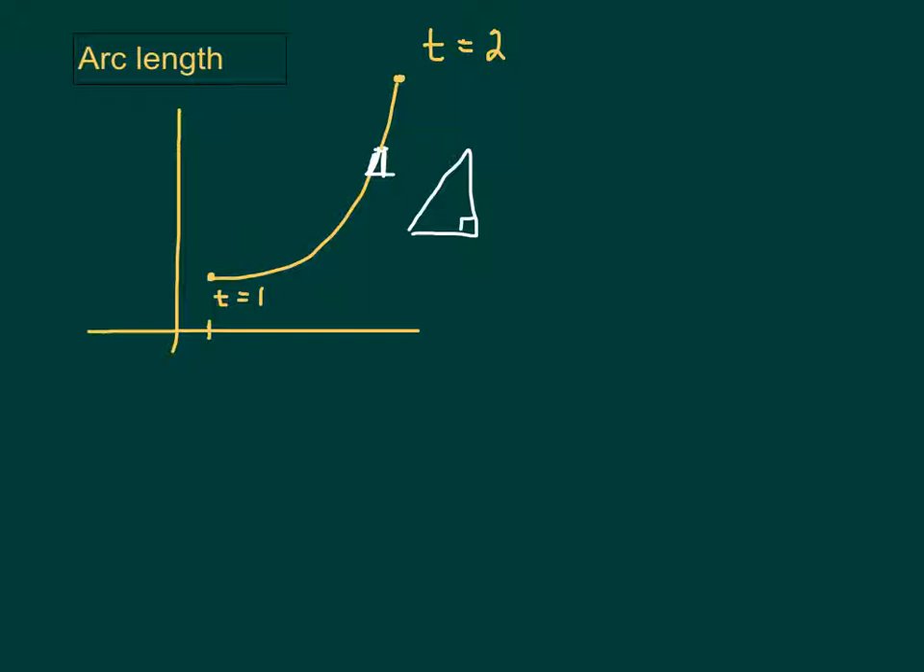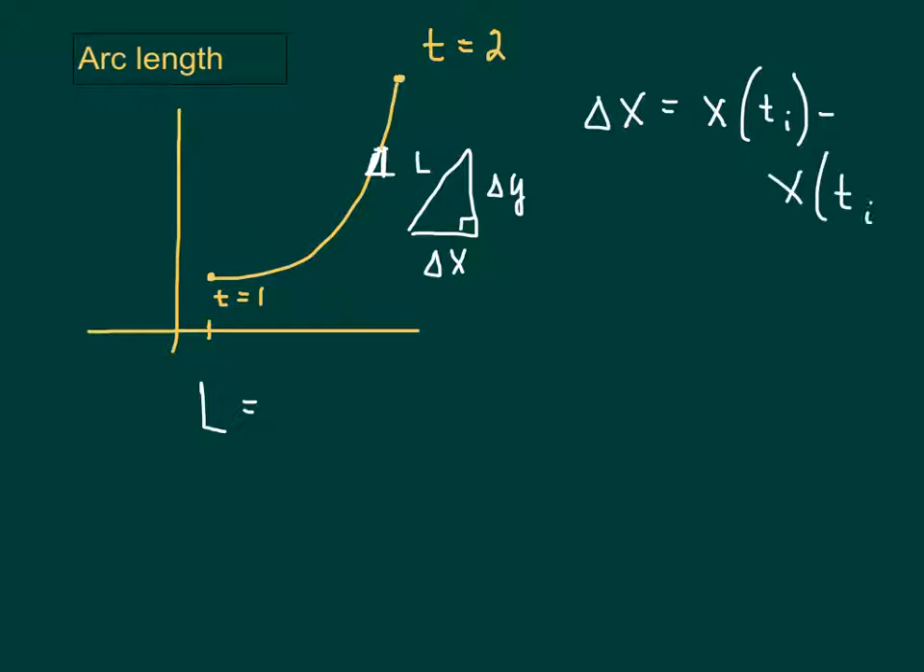right triangle, in which case the horizontal part I can call delta x, and this is delta y, and let's call this L, just for the sake of it. So if we could add up all of these pieces, wouldn't we be okay? So this L here, just this one little piece, I know that I could use the Pythagorean theorem. This delta x is between two different x values. So I'll say delta x is going to be x of t sub i minus x of t sub i minus 1.